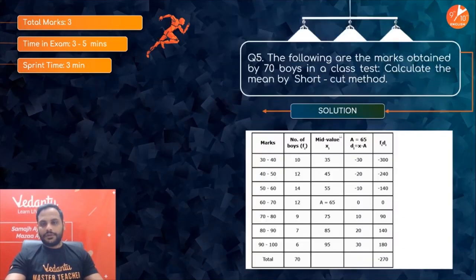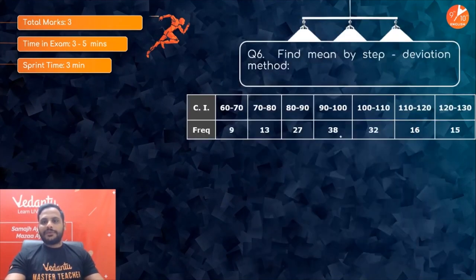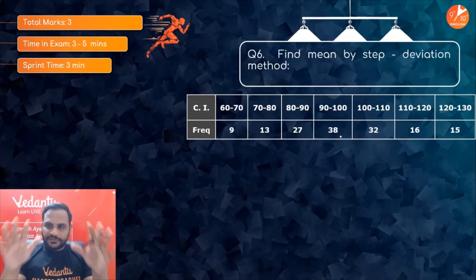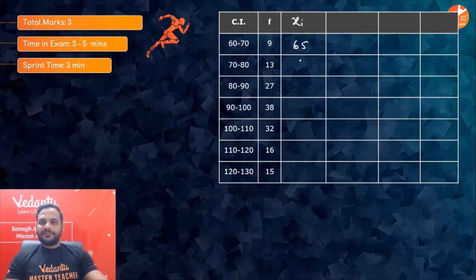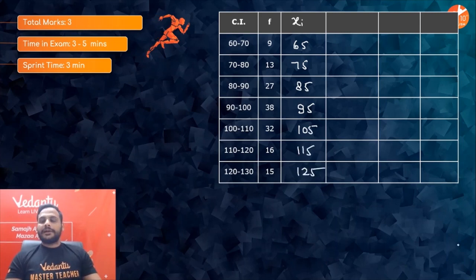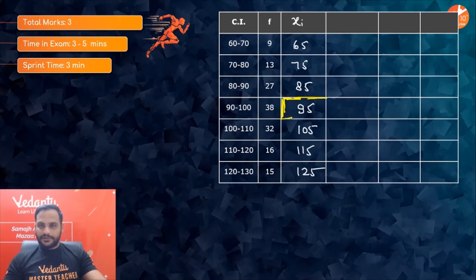We have assumed a mean over here. Now the next method is your step deviation method. Suppose this is the data now given to us, and we have to use the step deviation method. So again, first I will use the class mark. It will be 65, 75, 85, 95, 105, 115 and 125. Now the next thing is to get the value of the assumed mean. What will be my assumed mean over here? So assumed mean I have got as 95.